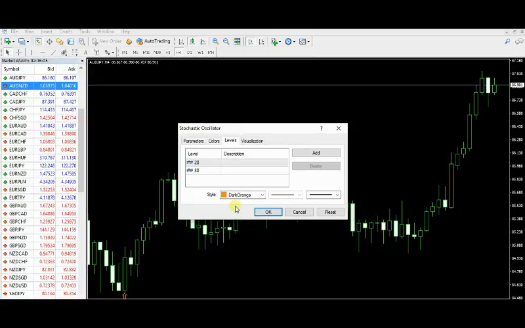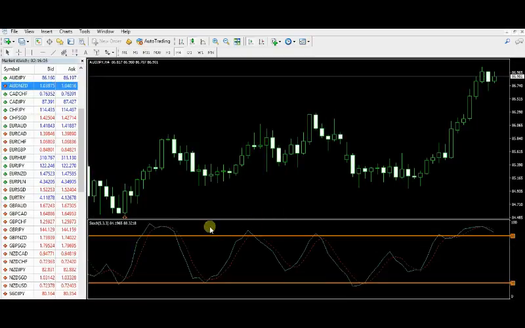Perfect. One thing I want you guys to highlight is the color. Pick a color that is very visible. Why did I say pick a color that is very visible? Because we need to see these two lines clearly, as they are very important.